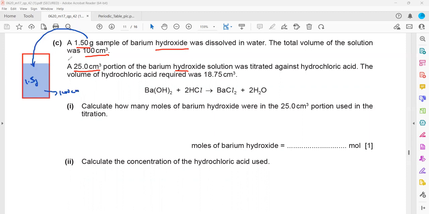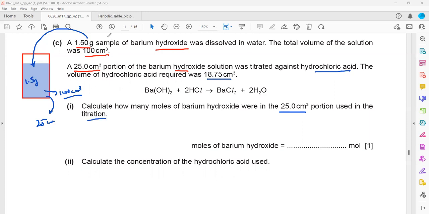But for titration, out of 100 cm3, we just took a 25 cm3 sample and titrated it with the hydrochloric acid. So a 25 cm3 portion of barium hydroxide solution was titrated against the hydrochloric acid. The volume of the hydrochloric acid was 18.75. Calculate how many moles of barium hydroxide were there in the 25 cm3 portion used in titration.